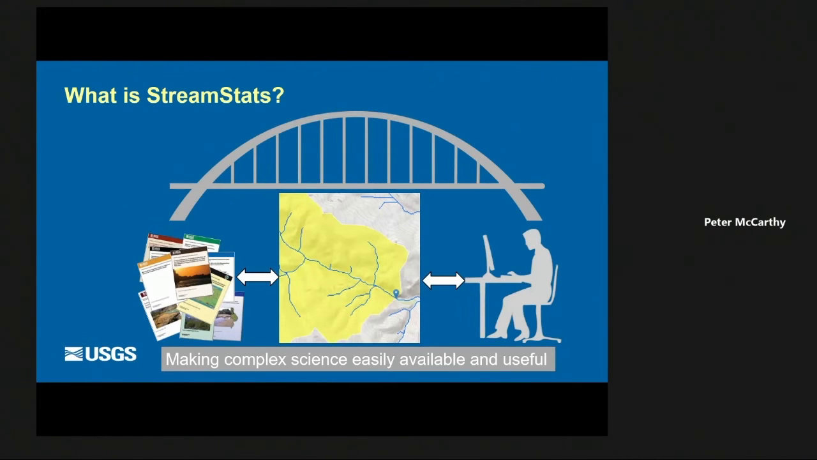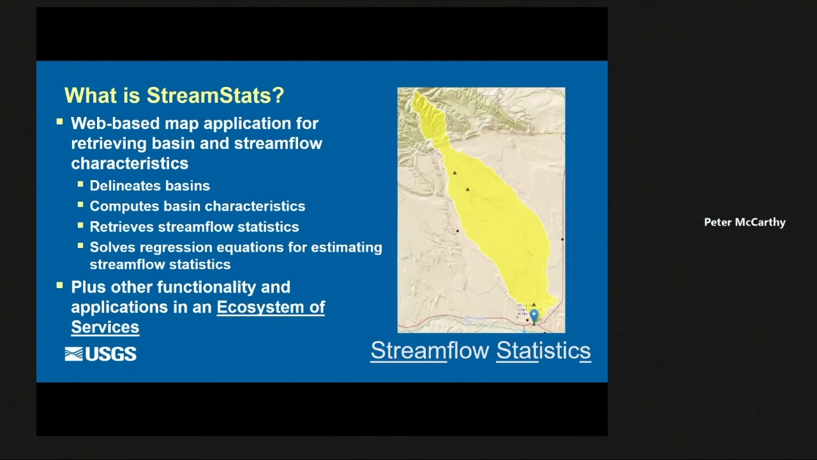So what is StreamStats? I like to refer to StreamStats as the bridge between USGS reports and users who need to access information, capabilities, or tools that are referenced within those reports. Traditionally speaking, we're talking about streamflow statistics and methods for estimating streamflow statistics at ungaged locations. Traditionally, USGS hydrologists and authors will go through and analyze streamflow statistics at USGS gauging stations, and they will publish those statistics. They may or may not also develop methods for regionalization or estimating streamflow statistics at ungaged locations.